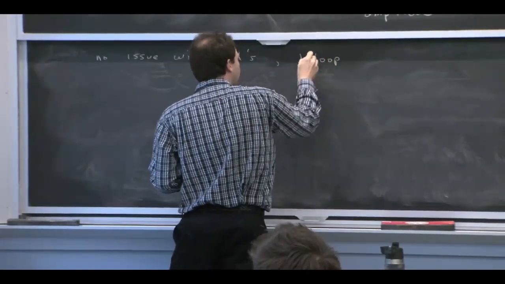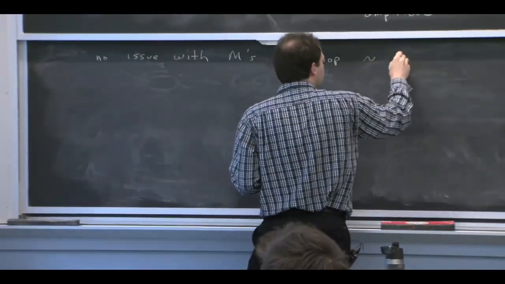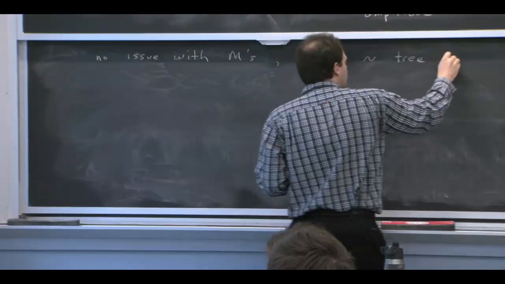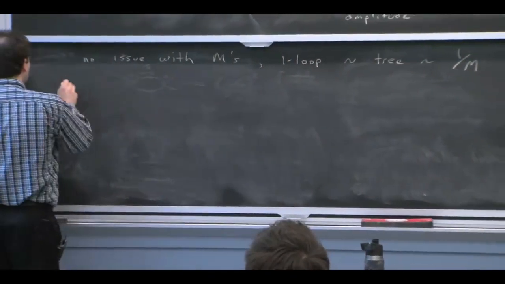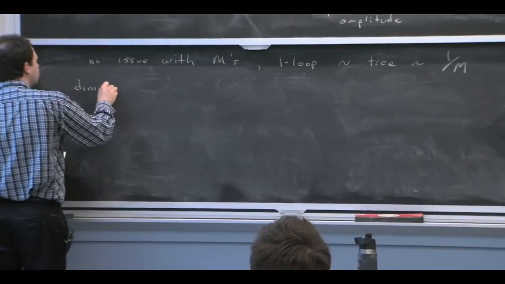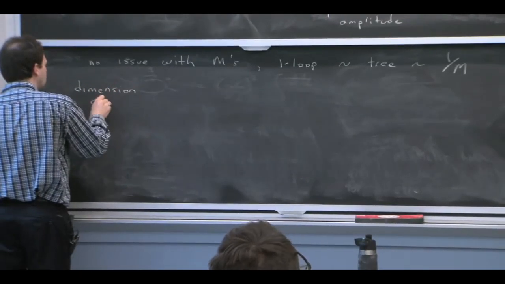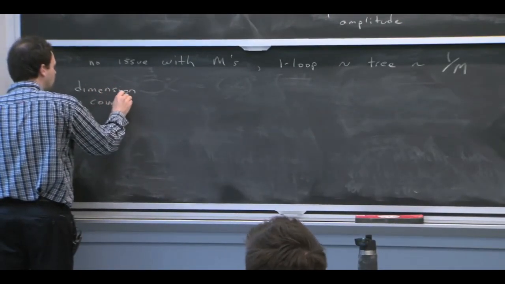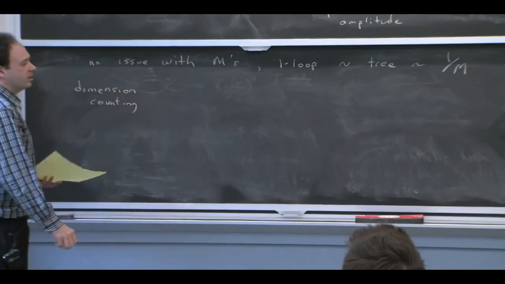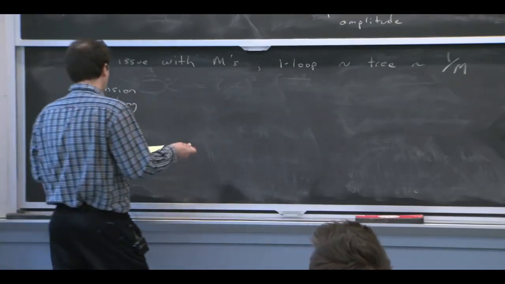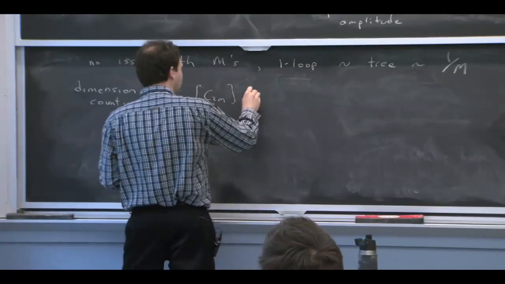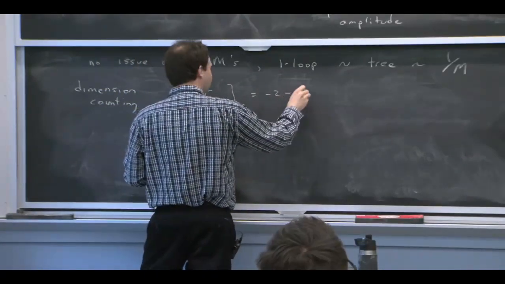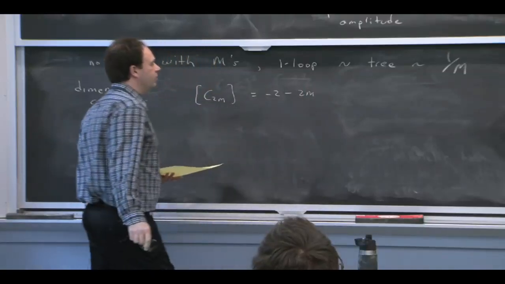So the one-bit graph is the same size as the tree level, and they both go like 1 over m. If you now do dimension counting, given that we've identified that the C has an m in it, if you ask about the dimensions of C, it's -2 minus 2m, because the dimensions of the nucleon field are 3/2.